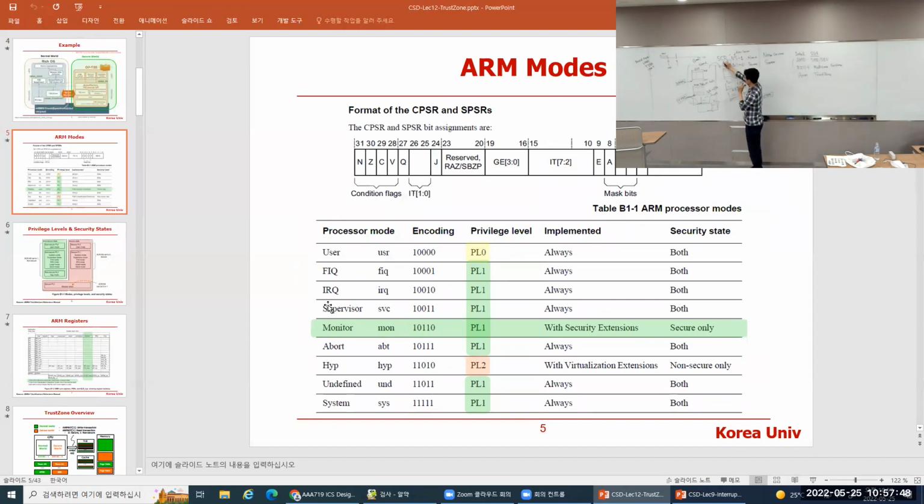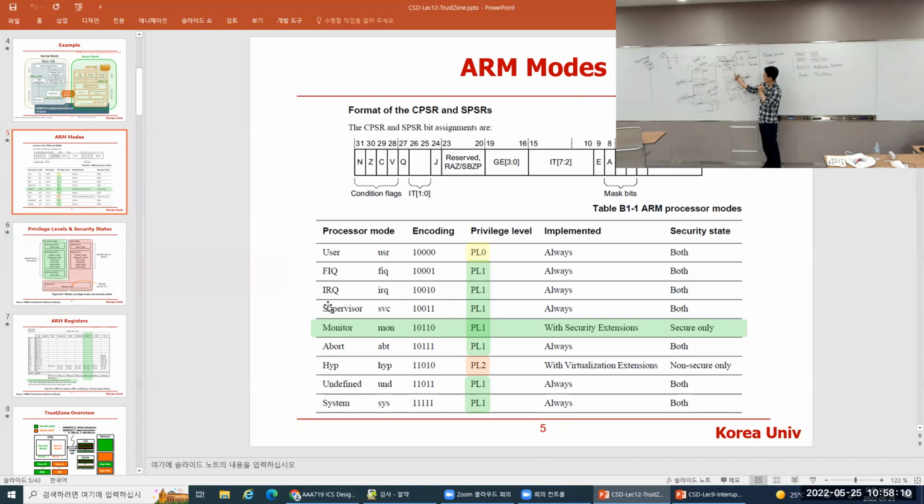But look at this, SCR. The SCR register is a system register. In the SCR register, the NS bit indicates which world you are in. If the NS, non-secure bit, is 1, then you are non-secure, normal world. You are in the normal world. If the NS bit is 0, then you are in the secure world.